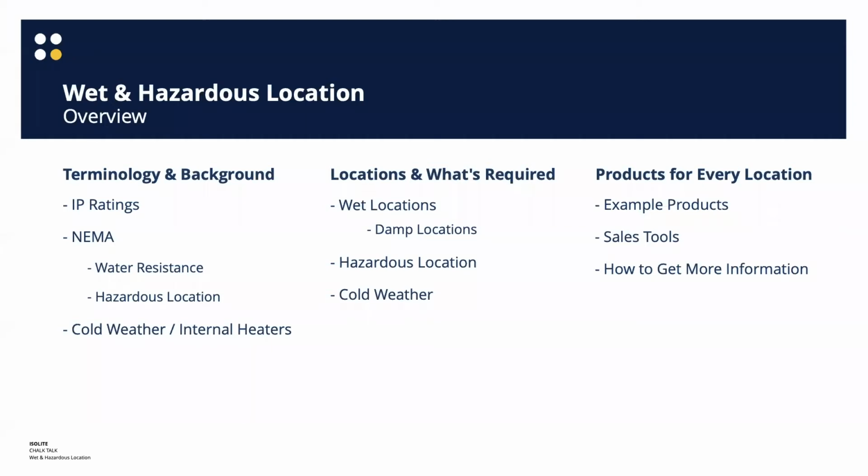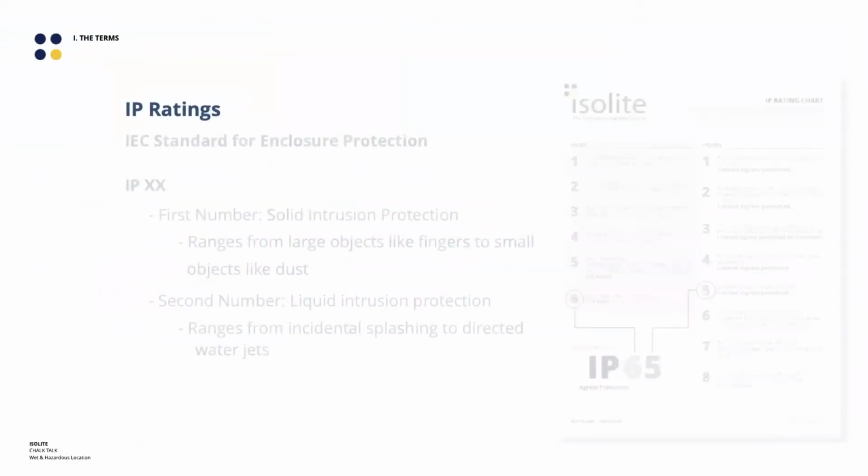We'll then kick over to talking about particular locations and installation types, and then what's required for those installation types. We have a good matrix of installation type, and then what features of exit signs or emergency lights you might need. And then at the end, we'll talk about products that go into these applications in particular. And then we'll also talk about the sales tools that we're going to provide to you guys as follow-up to this webinar. So let's get right into it.